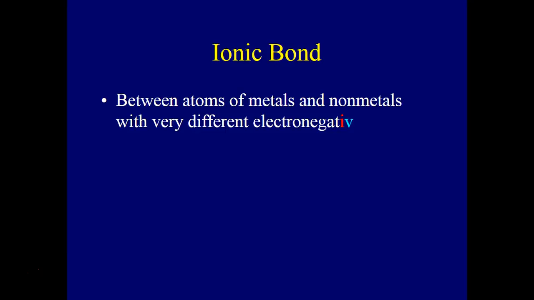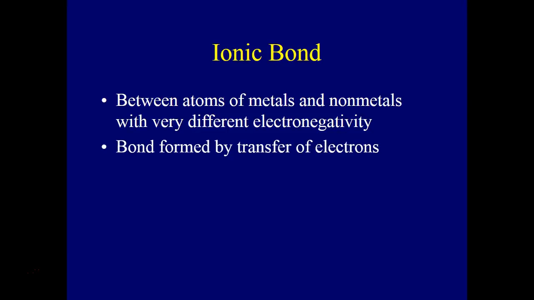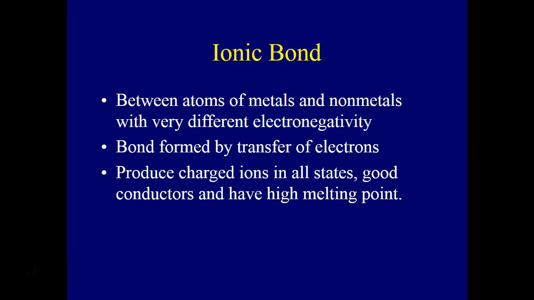Ionic bonds occur between atoms of metals and nonmetals with very different electronegativity. The bond is formed by a transfer of electrons. This produces charged ions in all states. They are good conductors, and they have high melting points. When we say charged ions in all states, that means solid, liquid, gas. For example, sodium chloride, calcium chloride, and potassium oxide.